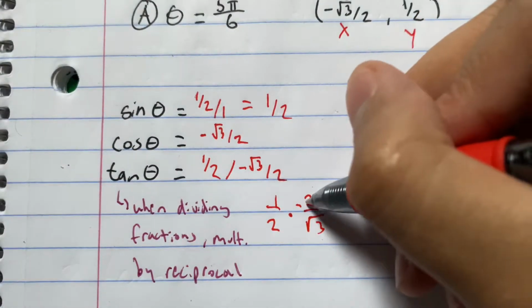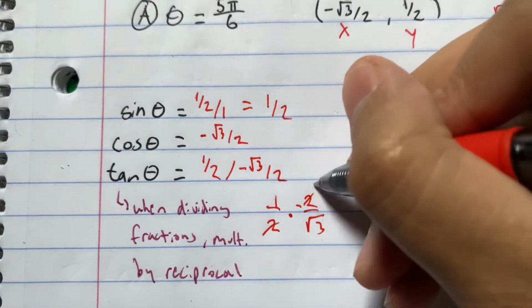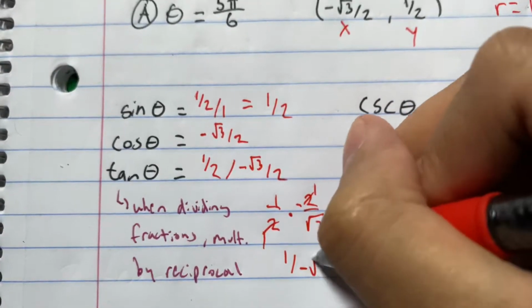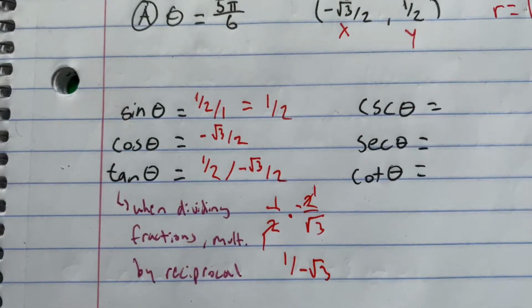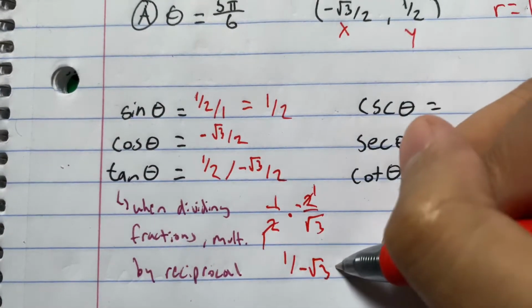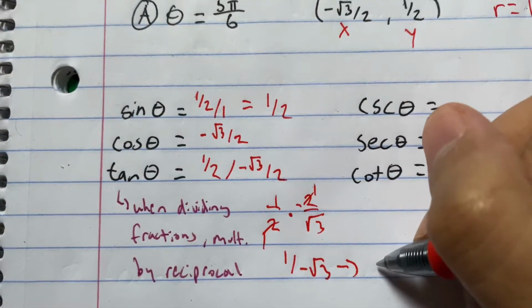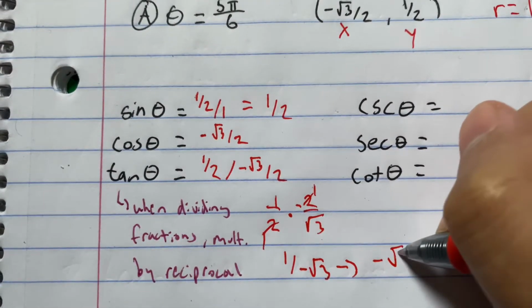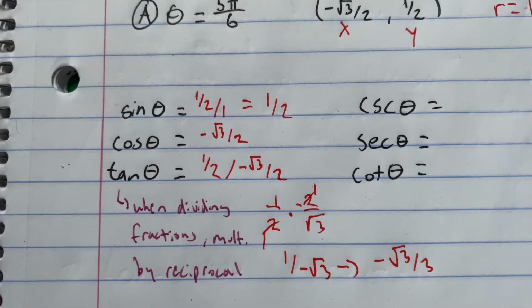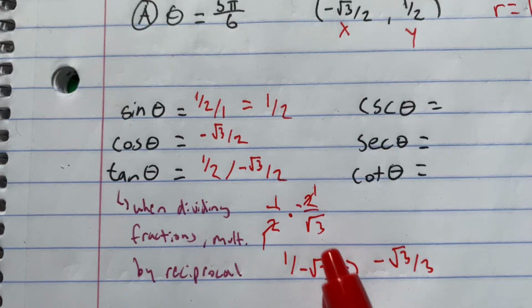And then you could do that. That'll be 1 and 1. You'll get 1 over negative square root of 3. And we're not supposed to have the square root of 3 in the denominator. So your answer will be negative square root of 3 over 3. And how I got that, you just multiply the numerator and the denominator by whatever the denominator is to get rid of the square root in the bottom.